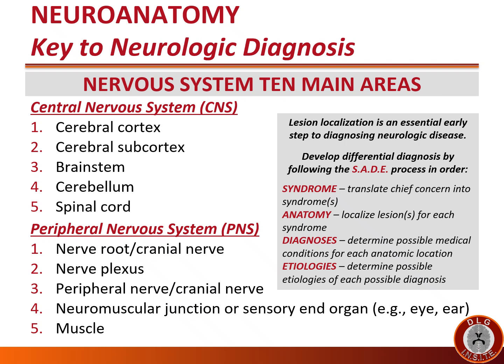Diagnoses. After determining the anatomy or the lesion localization, then one can determine the possible medical conditions for each anatomic location. Then etiologies. Once you've figured out the diagnoses possibilities, the differential diagnosis as it were, then you can determine the possible etiologies of each possible diagnosis. If one follows the SADE process in that order on a very consistent basis, you are much more likely to make the correct diagnosis for your patient.